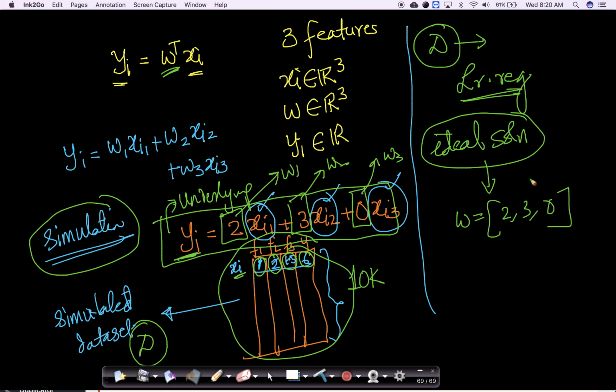The ideal solution using these 10,000 points would be exactly determining the weights that were withheld from us. Okay, all well? This is like a simulation. In the real world, what happens? So let's see what happens in the real world.